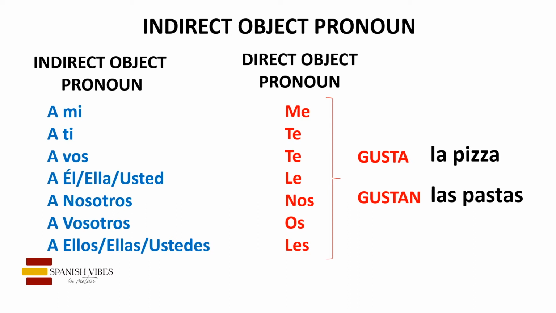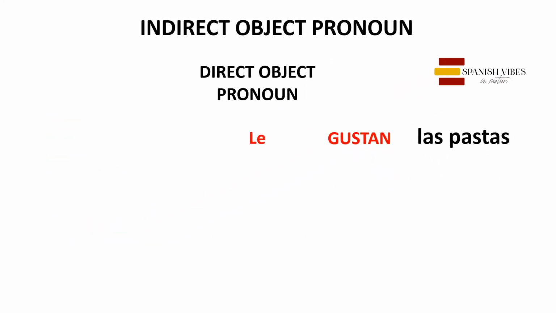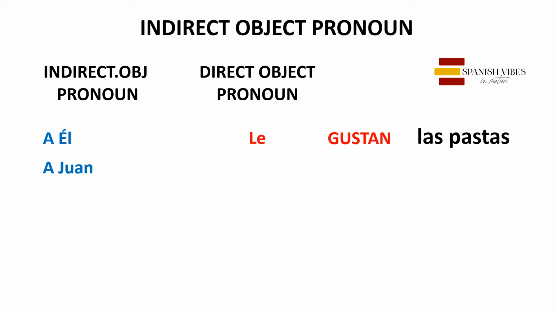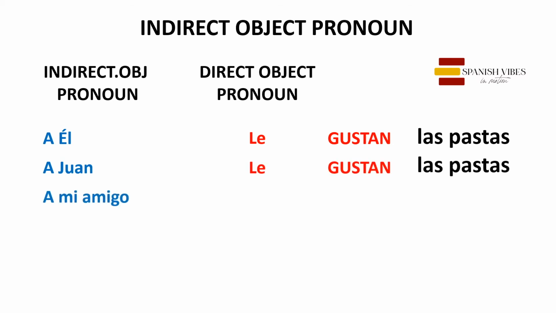The use of the indirect pronoun is somehow mandatory when we are talking about the third person, either in the singular or plural. When we are talking about myself, yourself, ourselves, or yourselves, it's optional, but it doesn't generate any redundancy. We can say, a mí me gusta la pizza or me gusta la pizza. But when we talk about él, ella, usted, we should add a él le gusta la pasta, because if I am omitting a él, I am not telling with certainty who I am talking about.